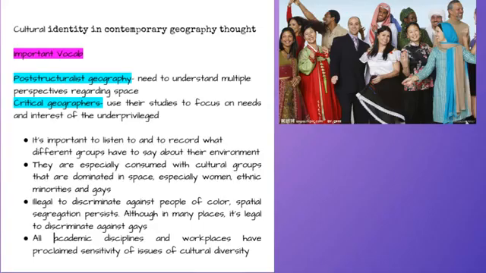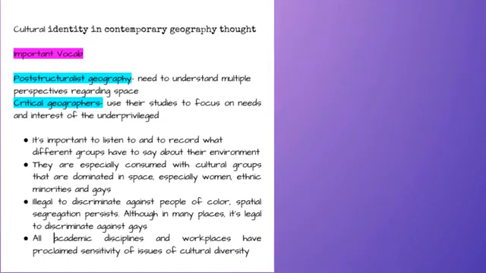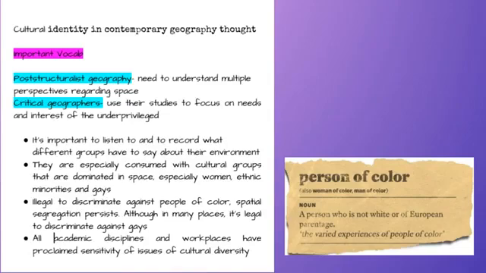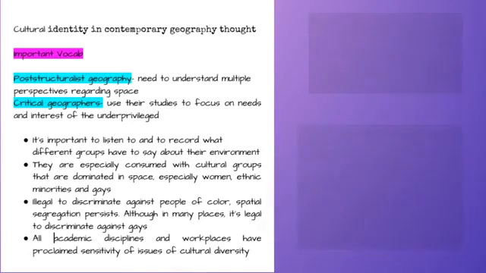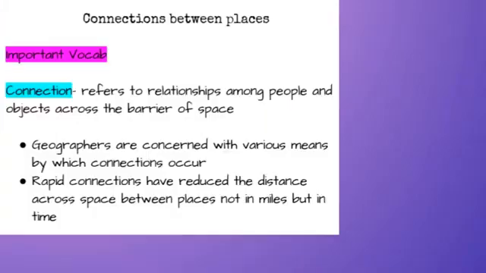Cultural identity and contemporary geography thought. It's important to listen to and to record what different groups have to say about their environment. They are especially concerned with cultural groups that are dominated in space, especially women, ethnic minorities, and gays. It's illegal to discriminate against people of color, although in many places it is still legal to discriminate against gays, and all academic disciplines and workplaces have proclaimed sensitivity of issues of cultural diversity.